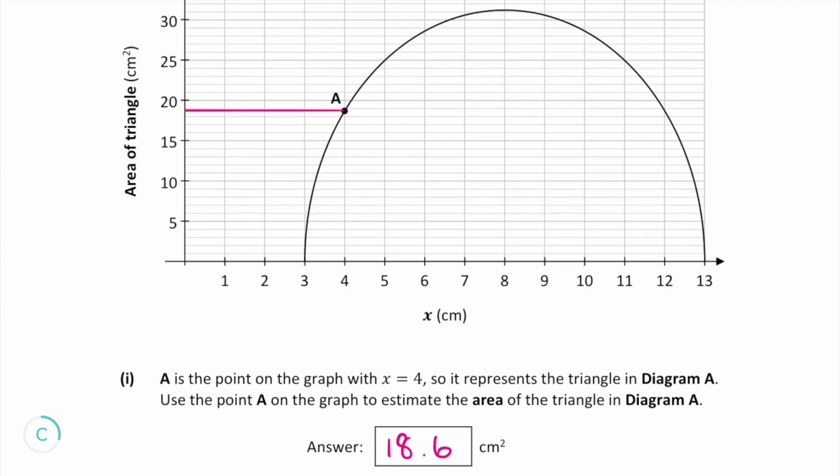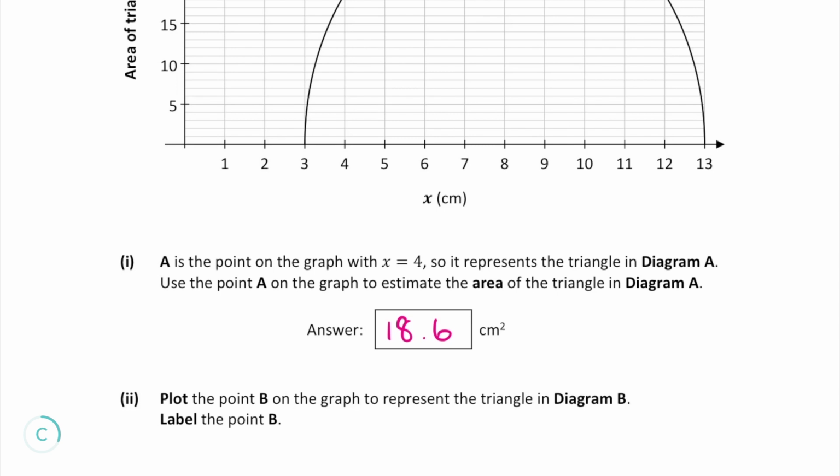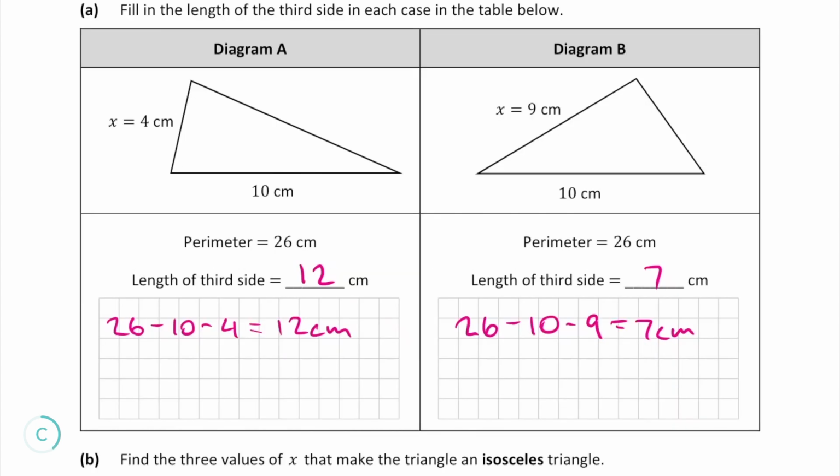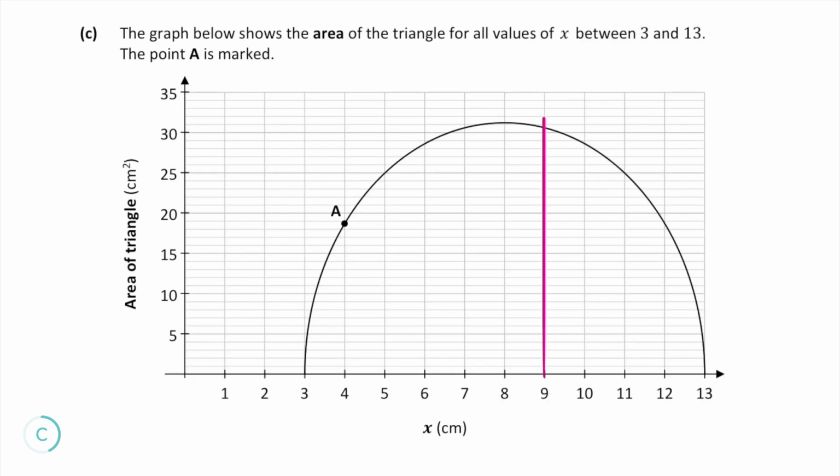In part 2, we have to plot the point B on the graph to represent the triangle in diagram B from part A of this question. Recall that in diagram B, x is equal to 9 centimeters. So what we do in this case is come across to 9 centimeters on the x-axis and draw a vertical line up till we hit the curve. Where this line touches the curve is the point B.